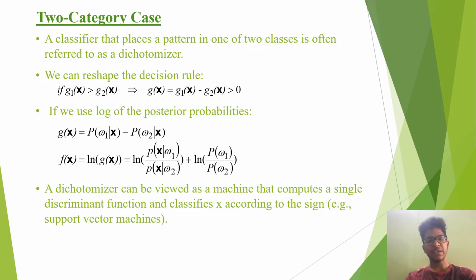A classifier that places a pattern in one of two classes is often referred to as a dichotomizer. We can reshape the decision rule if we use the log of the posterior probabilities. A dichotomizer computes a single discriminant function and classifies x according to the sign. Examples include support vector machines.